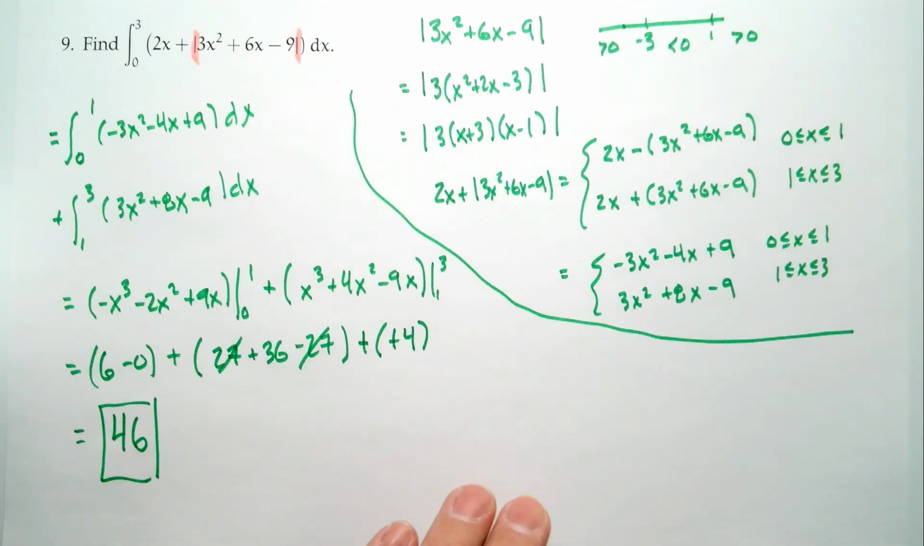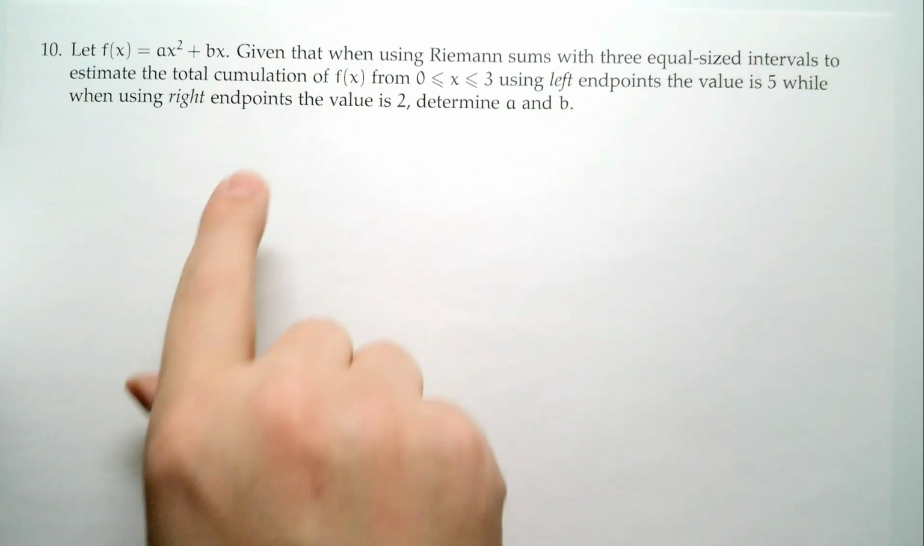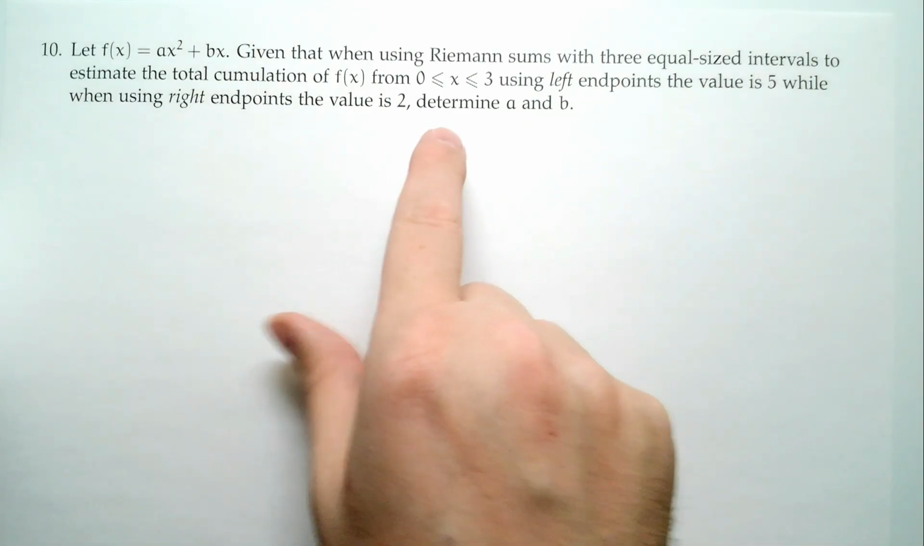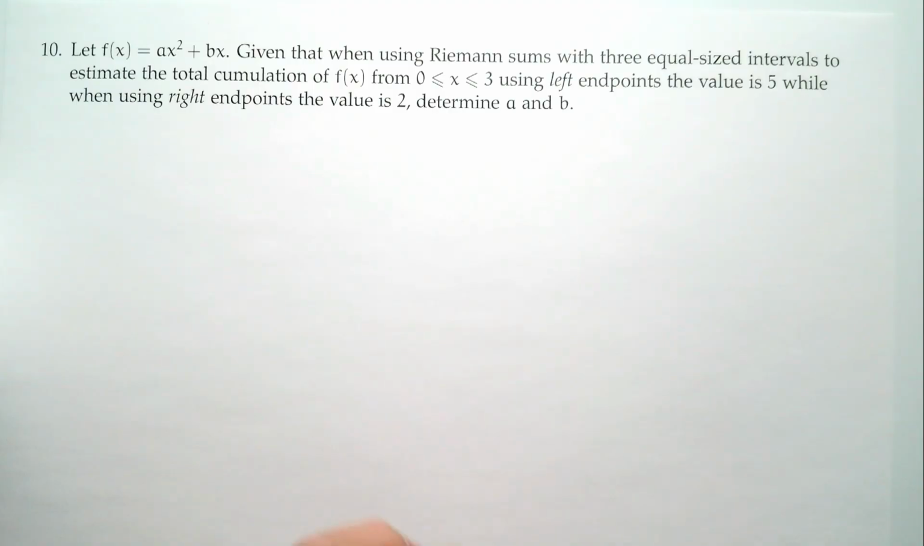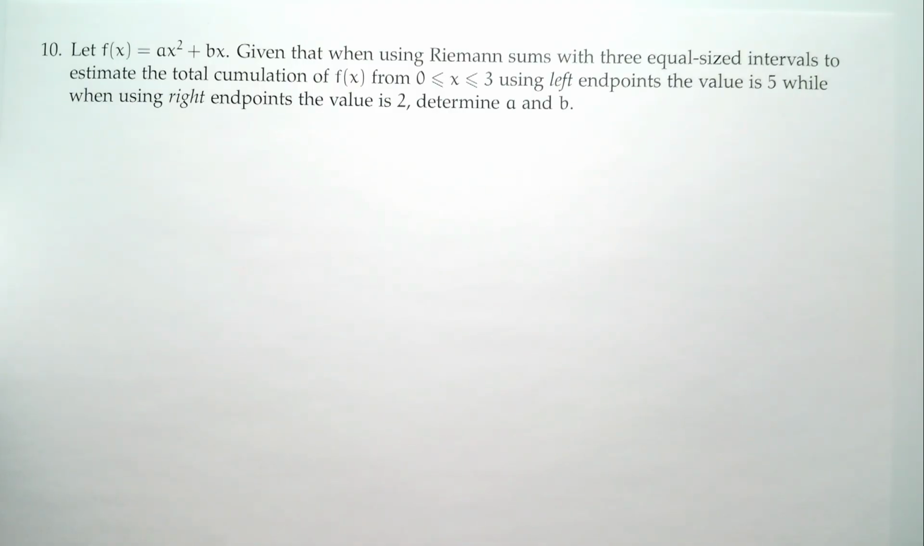Okay. Woohoo! Making progress. Number 10. Let f of x equals ax squared plus bx. Given that when using Riemann sums with 3 equal-sized intervals to estimate the total accumulation, really it's just saying you're integrating f of x from 0 to 3. Using the left endpoints, the value is 5. And using the right endpoints, the value is 2. What are a and b?